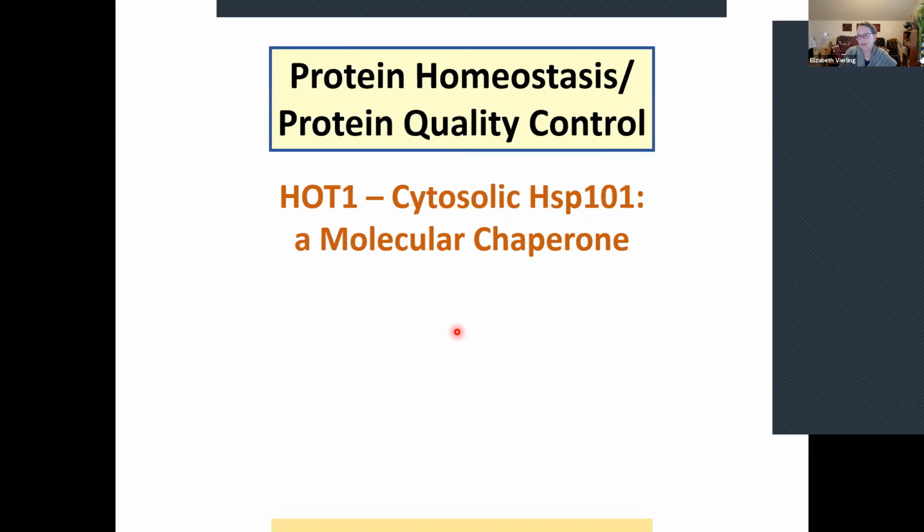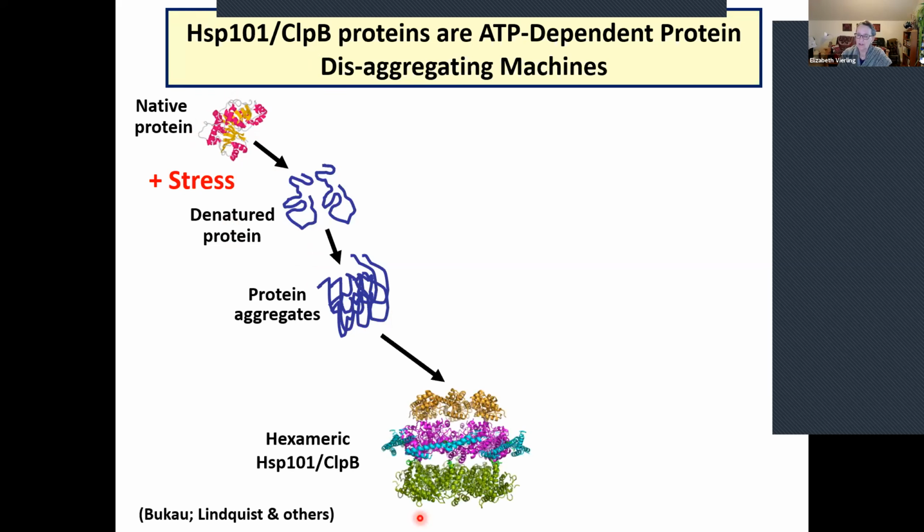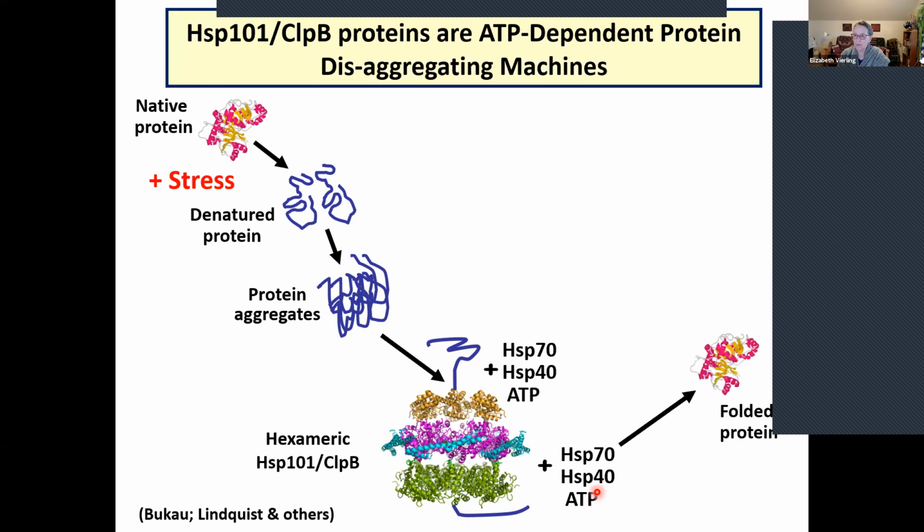So how does HSP101 actually work? A number of studies, both in my lab and by other groups, including Bernd Buchau's group and Susan Lindquist, have shown that HSP101, or ClpB as it's known in bacteria, are ATP-dependent disaggregating machines. You can see a model for this process here. A native protein, which is denatured by stress, can form protein aggregates, and HSP101, a large hexameric ATPase machine, is able to take those proteins and unfold them with the help of other chaperones and eventually refold them such that they are active again.